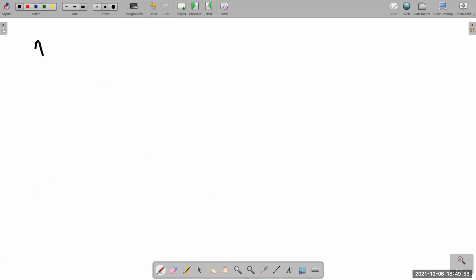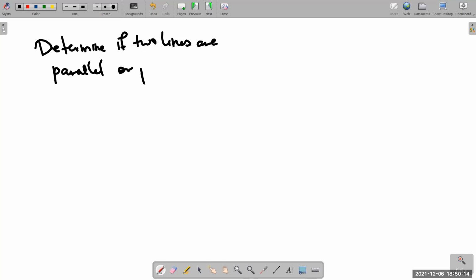So these are the instructions. Determine if two lines are parallel or perpendicular. Please copy these down. Or neither, because sometimes they're neither. So it's one of the three, and that's in general. It can't be anything else. Two lines are going to be parallel, perpendicular, or not going to be either.